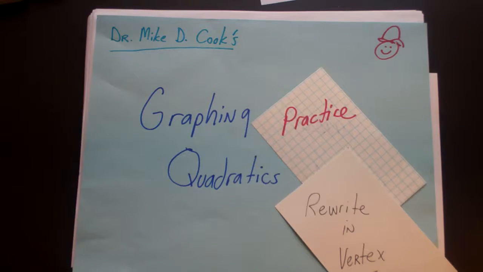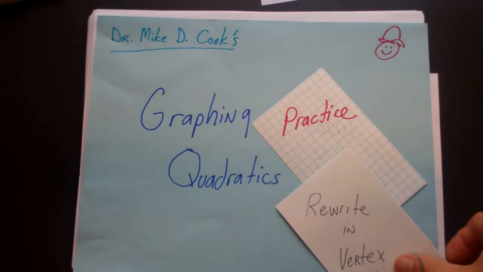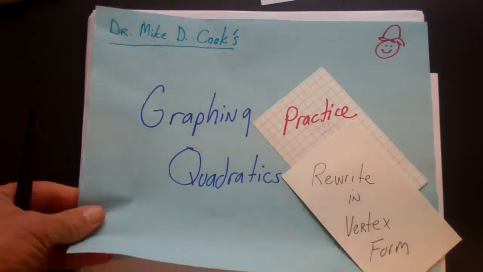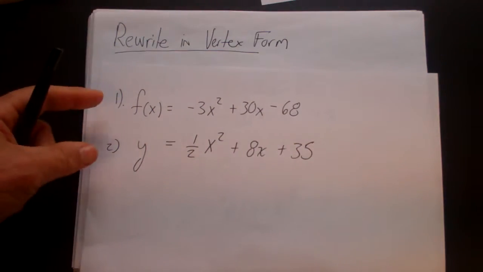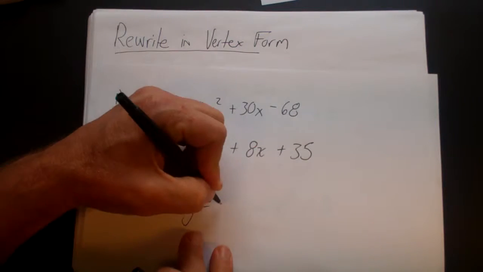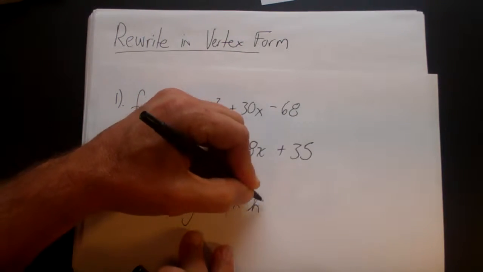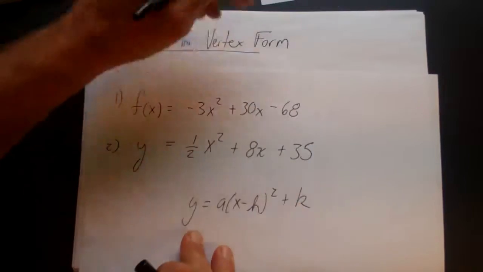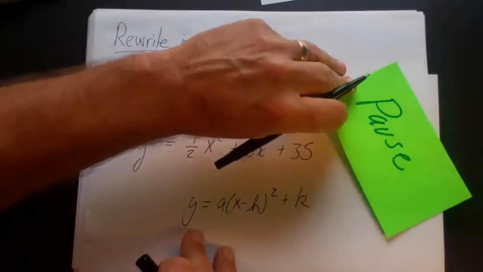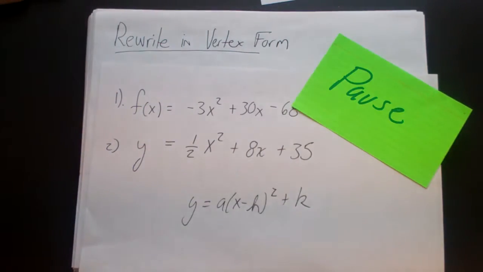In this video, I present a couple of practice problems in rewriting quadratic formulas in vertex form. So what I'd like you to do in this video is to rewrite these two problems in vertex form. You want to write it in the form y is equal to a(x minus h) squared plus k. And what I'd like you to do now is to pause this video until you get that done and then see if you get the right answer.